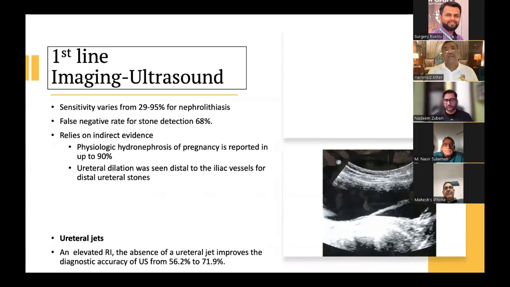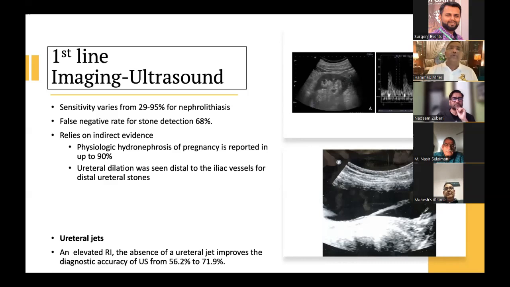It relies heavily on secondary findings, which have to be differentiated from physiological hydronephrosis. And really, if your ureteric dilatation is going down past the pelvic brim, it is likely to be obstruction and not physiological.